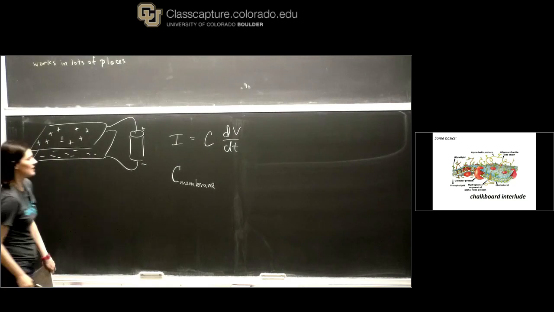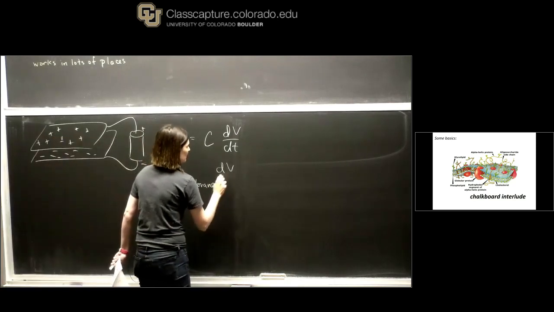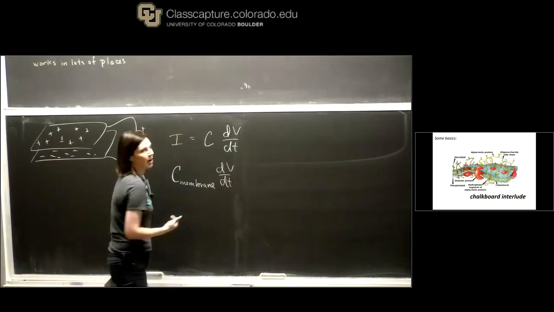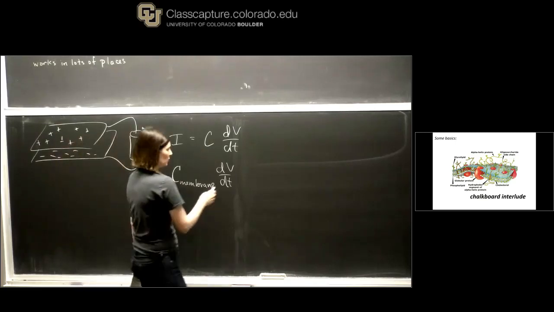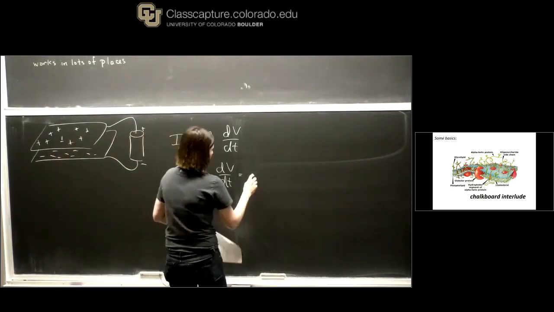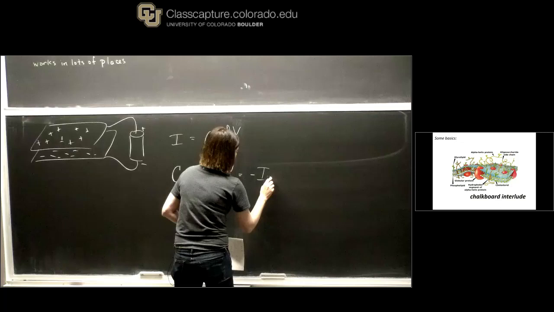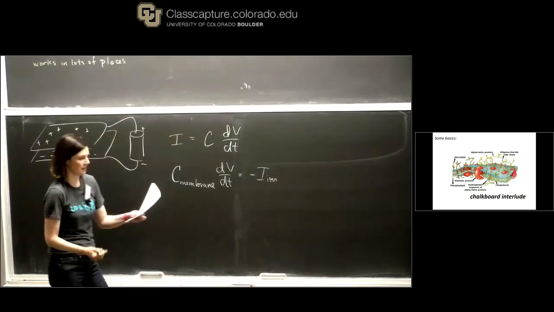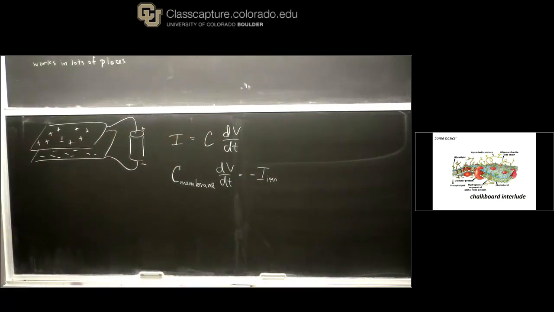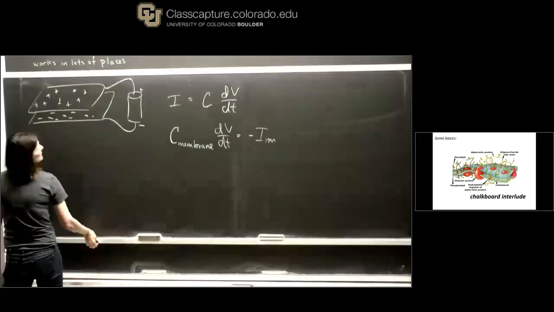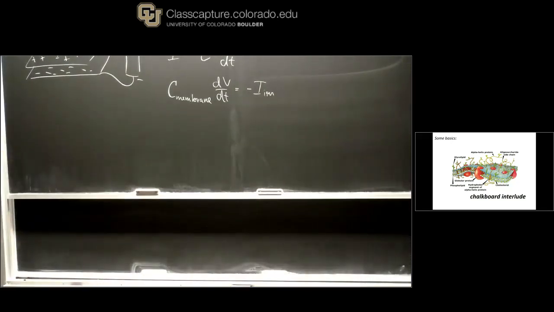Okay, so the membrane potential is this. There's a dV/dt, and we're going to want to measure the voltage across a neuron, and the current is usually written as minus I. That's a convention: inward currents are negative.